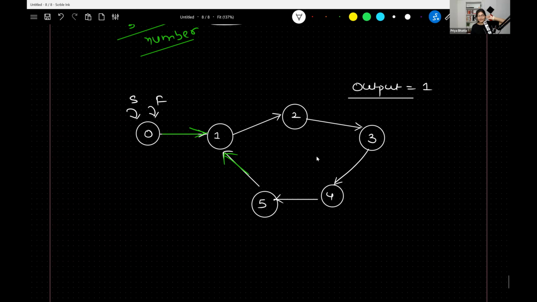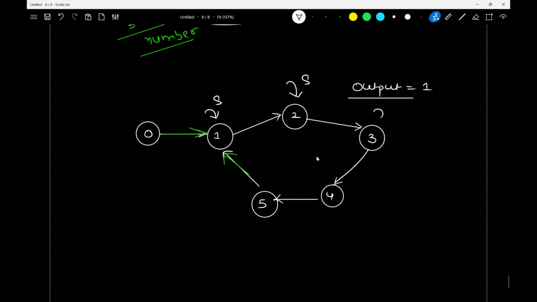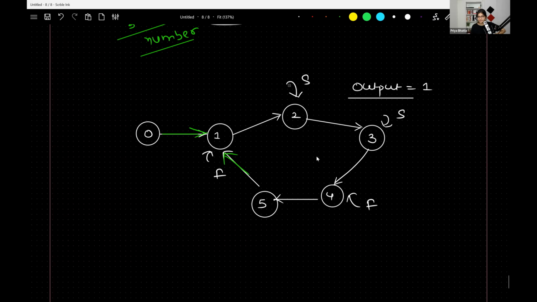Let's move the slow pointer 1 step. Slow will be here. Where is the fast pointer? At 2. Next iteration, where will be the slow and where will be the fast? Slow will be at 2 and fast will be at 4, because I removed it early. Okay, perfect. Now, where will be the slow and where will be the fast? Slow is at 3 and fast is at 1. Very good. Perfect. Let me erase this thing.